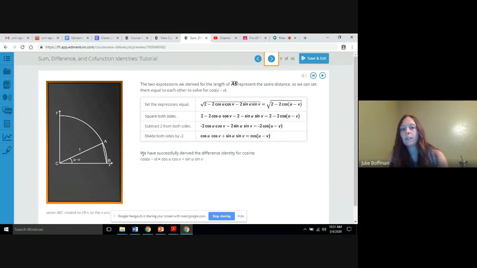And now it says we have successfully derived the difference identity. So this is cosine u minus v. They use u and v, our formula uses a and b. Doesn't matter. It just means if you're subtracting two angles inside cosine, you can break it up to be cosine of the first angle times cosine of the second angle plus sine of the first angle times sine of the second angle.